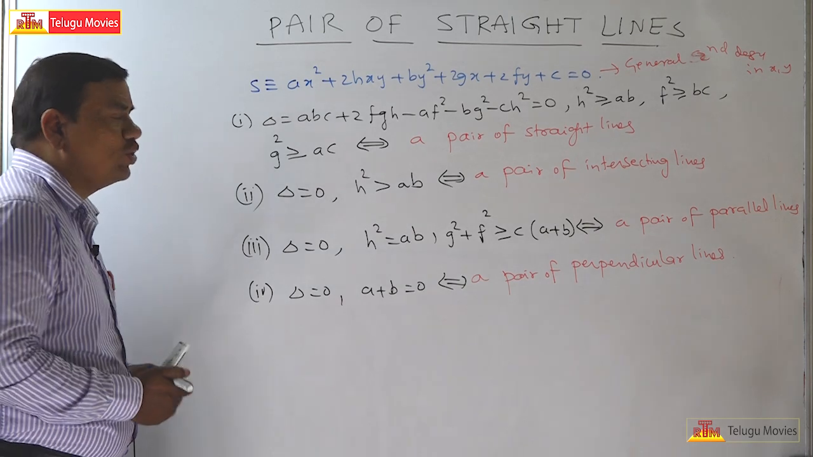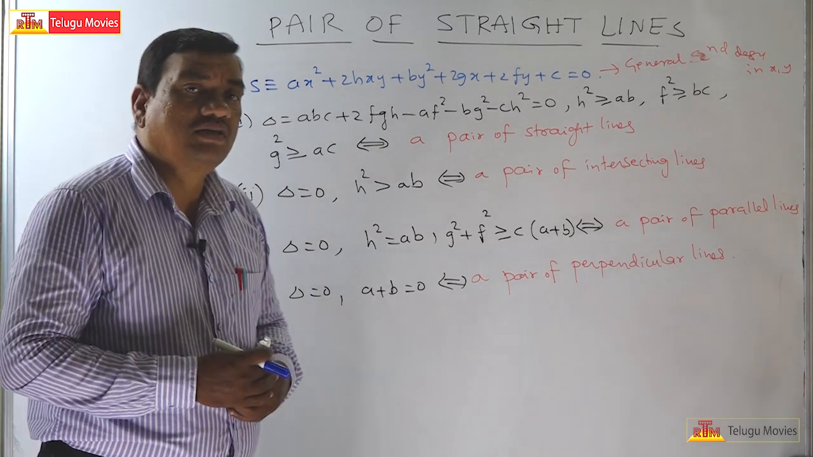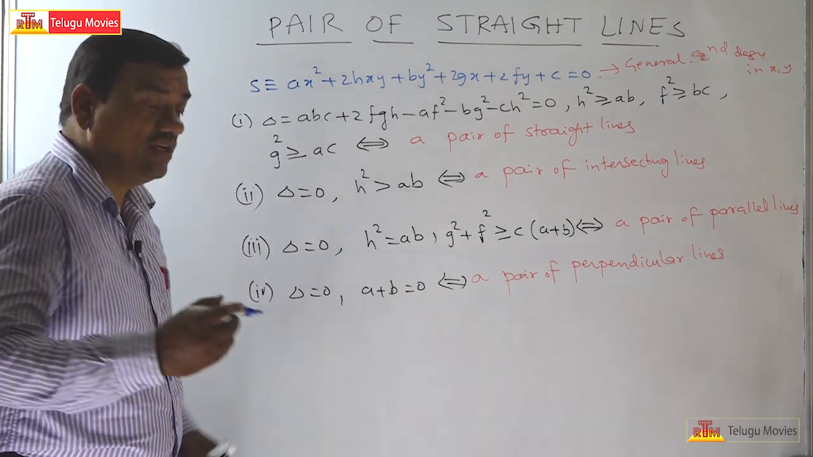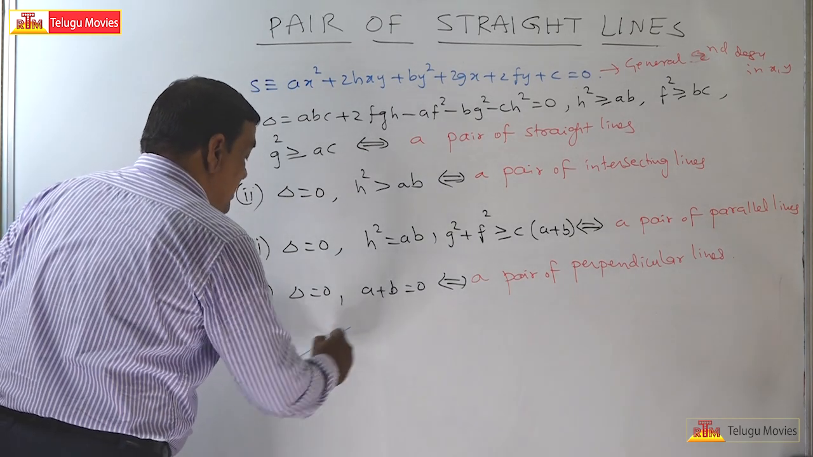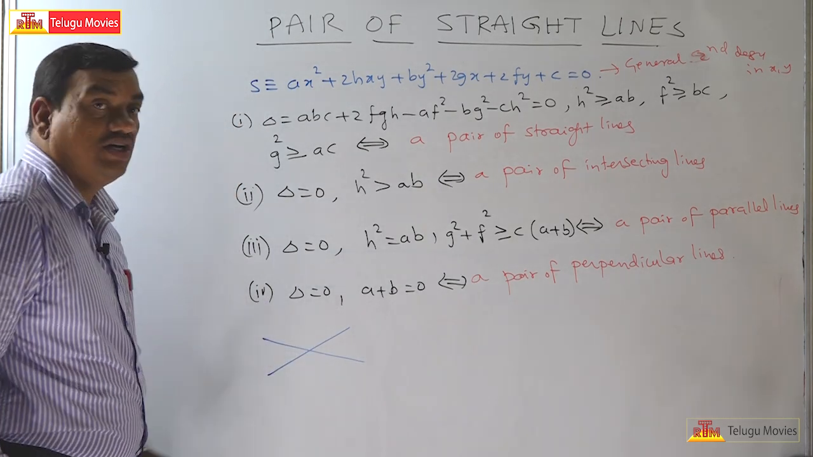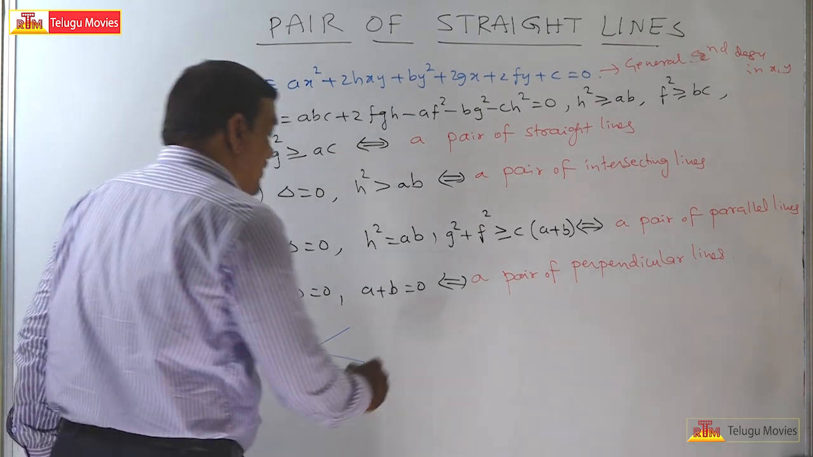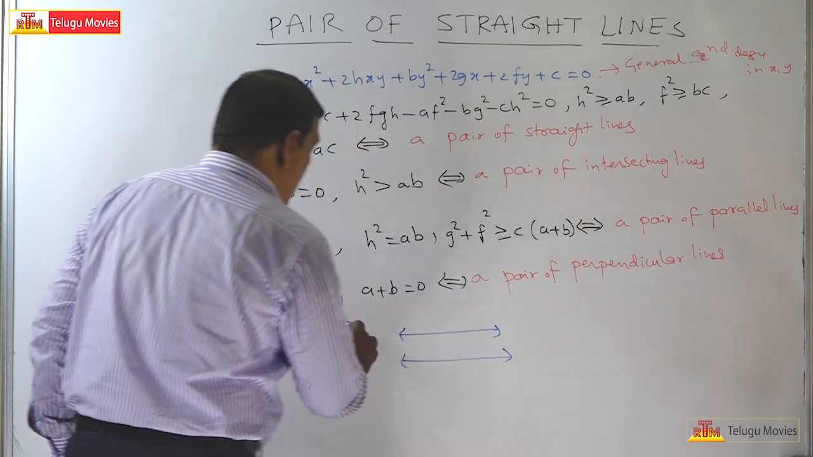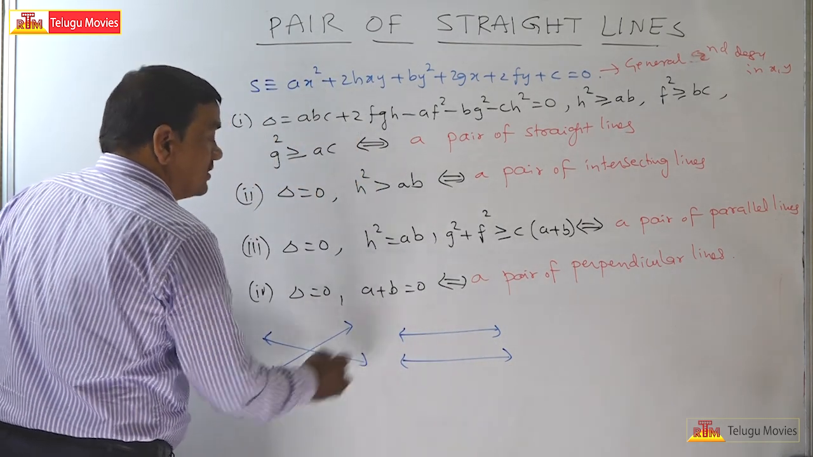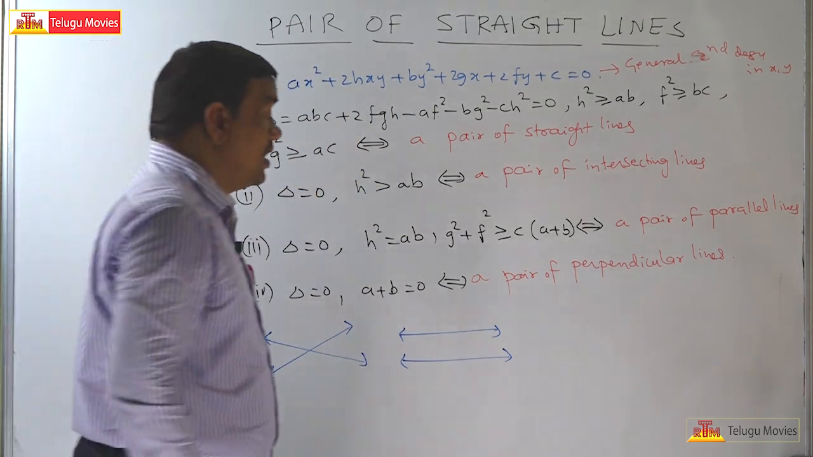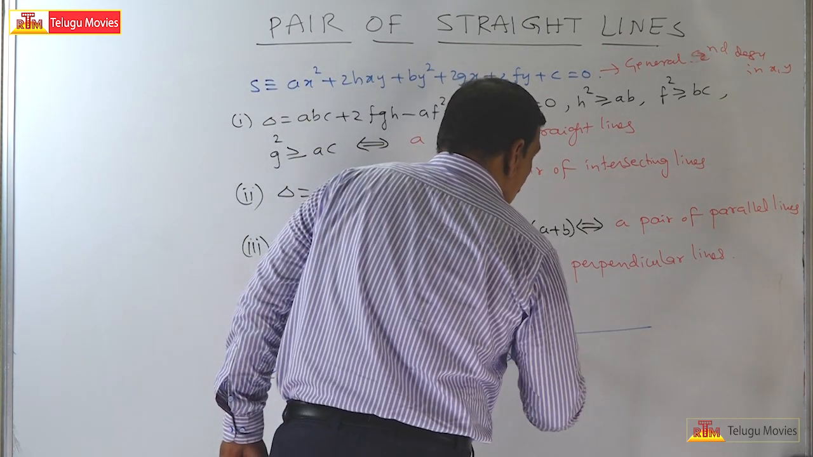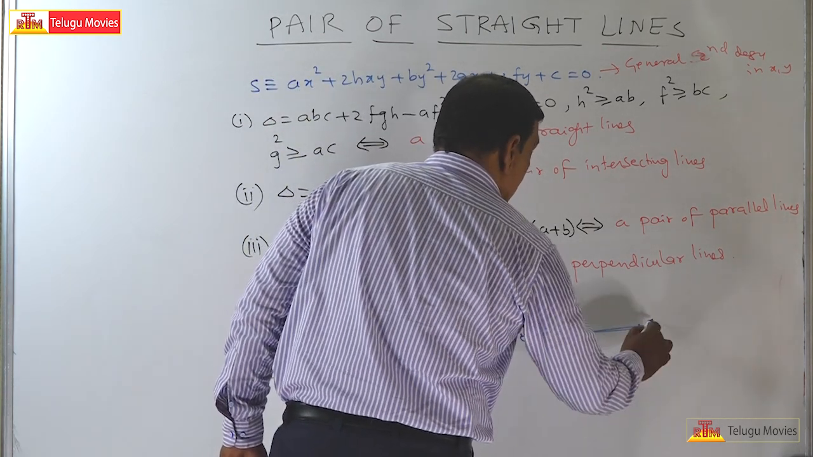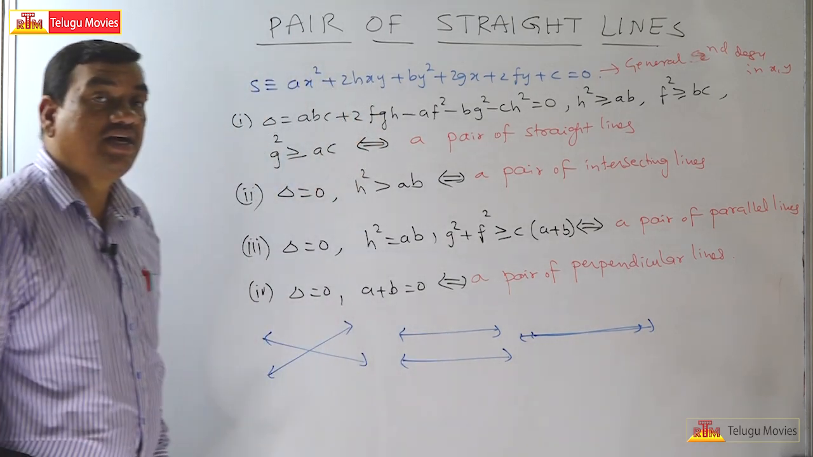So, if you are asked to draw two lines in a plane, the first thing you may get is intersecting lines. Otherwise, you may draw parallel lines. Otherwise, you can call it coincident lines, where the two lines coincide.